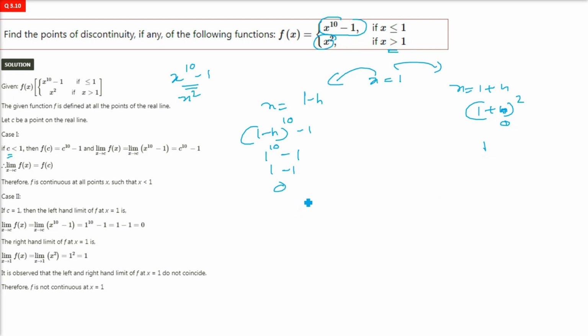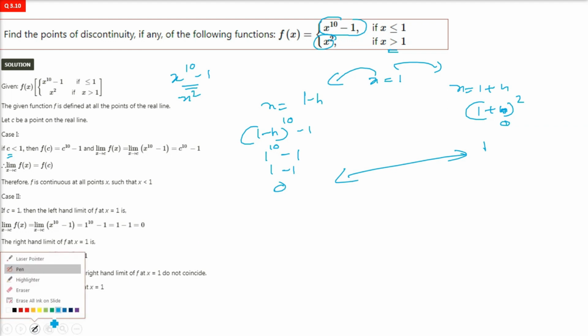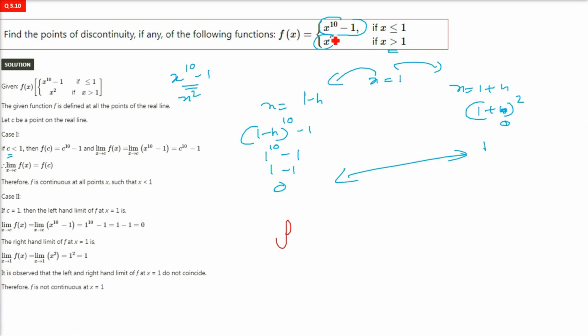So would you like to find out the value of the function at 1? It is not required, but just for the sake of completion we have to do. So we will find out the value of the function at 1, that is f(1). It is x raised to 10 minus 1. So just put 1 raised to 10 minus 1. So this is also going to be 0. 1 minus 1 is 0. But still all the values are not equal. That means x equals 1 is the point of discontinuity. Okay, I hope you got the idea. It is a point of discontinuity.